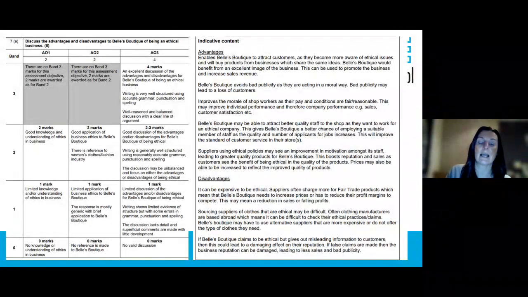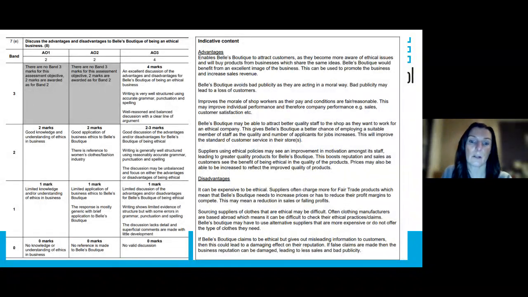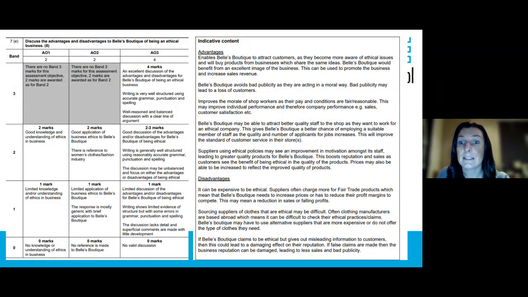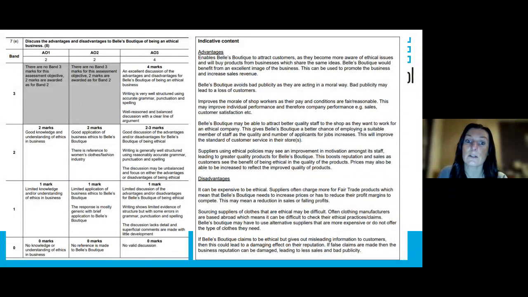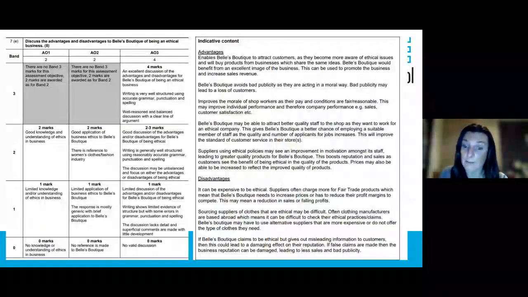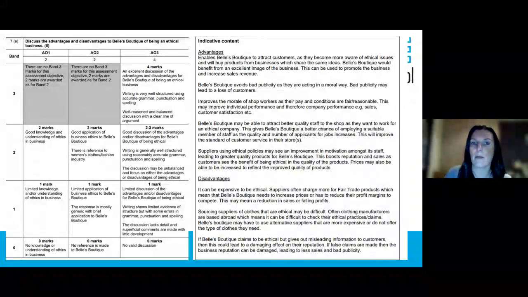I've taken an advantage, then in the same paragraph I've said, however, this is the counter argument to it. You could have done something like improves the morale of shop workers as their working conditions are fair, reasonable. This may improve individual performance and therefore company performance, sales, customer satisfaction, etc. But then you could say something like, however, if Bella's Boutique claimed to be ethical but gives out misleading information to customers, and so on. So you can have that balanced discussion argument.